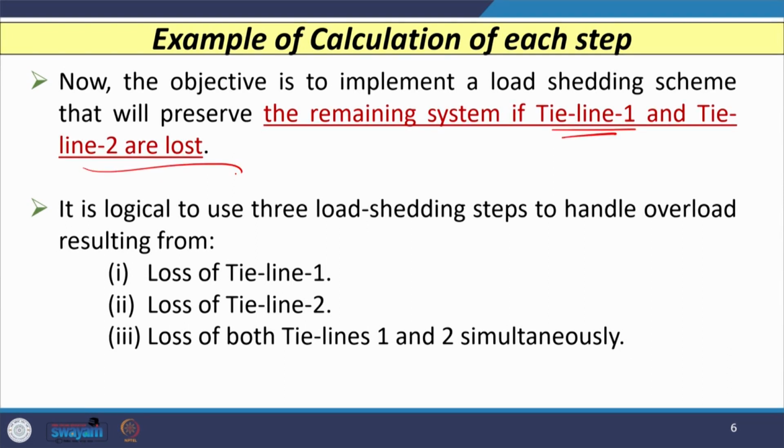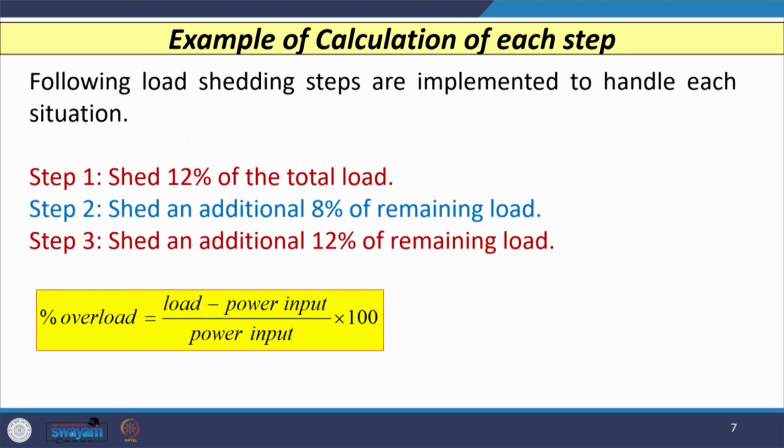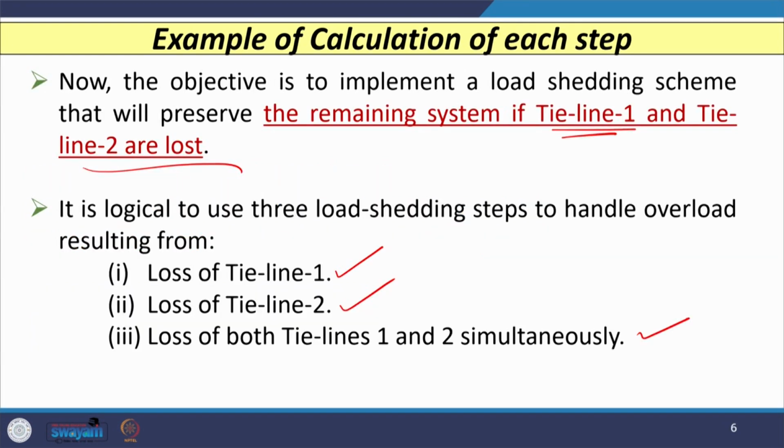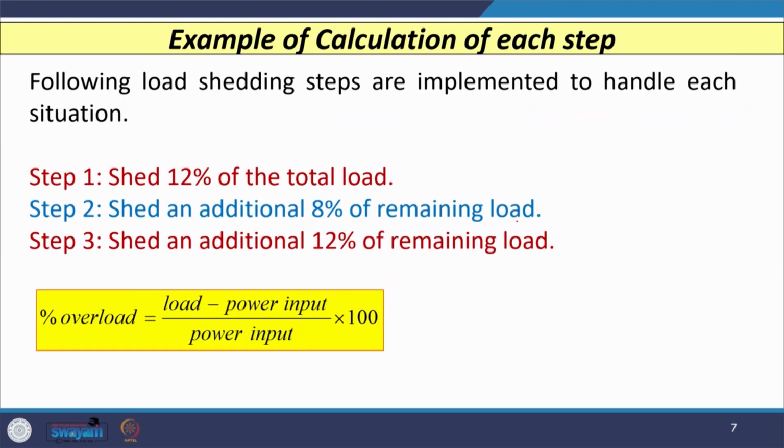are lost. In this case it is logical to normally use 3 load shedding steps to handle the overload resulting from the loss of tie line 1, the second case would be the loss of tie line 2, and the third case would be the loss of both tie line 1 and tie line 2 simultaneously. Now, when we design the load shedding scheme, as we have seen, we will go for 3 load shedding steps. These steps should be implemented in the following situations.